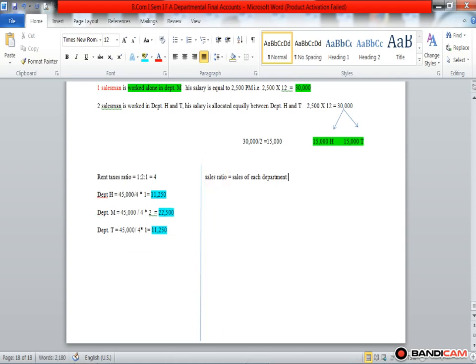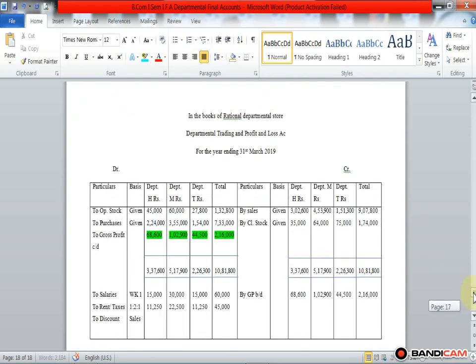So here, department H, department M, and department T. And the sales is given. Sales of department H is 3,02,600, department M is 4,53,900, and department T is 1,51,300.